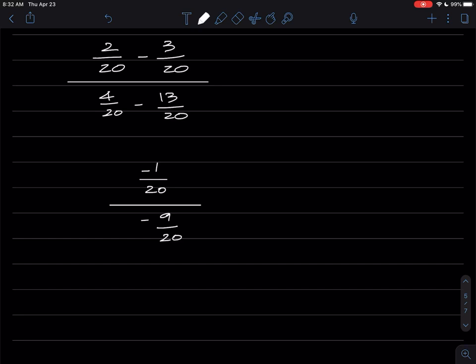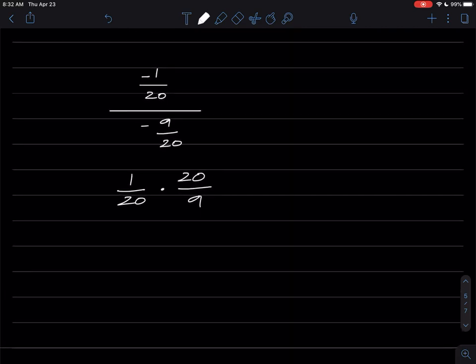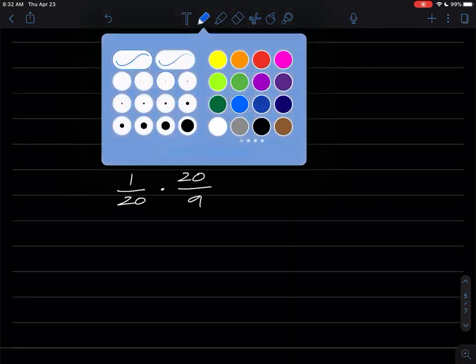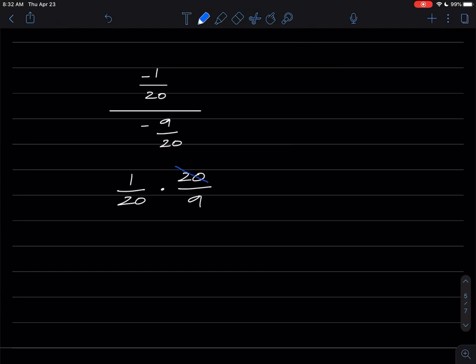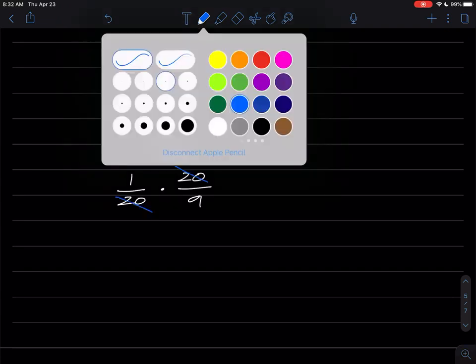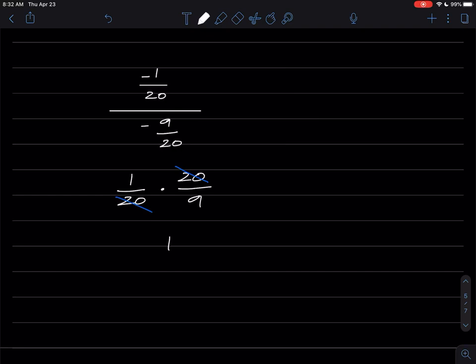We have a negative divided by a negative, so the final solution is going to be positive. But we will rewrite this as a multiplication statement, so we get 1 over 20 times 20 over 9. And again, we can cross-cancel those factors top to bottom. There's a 20 in the top and a 20 in the bottom. Once we do that, we're left with a 1 and a 9. So our final answer here, after all that work, is 1 over 9.